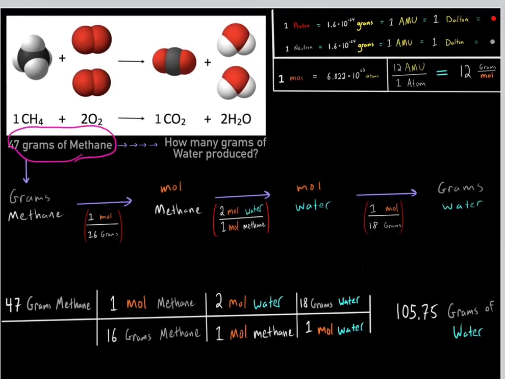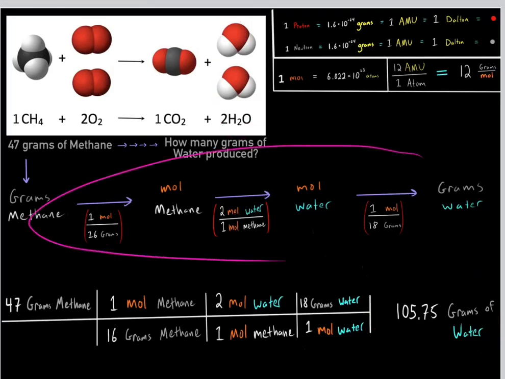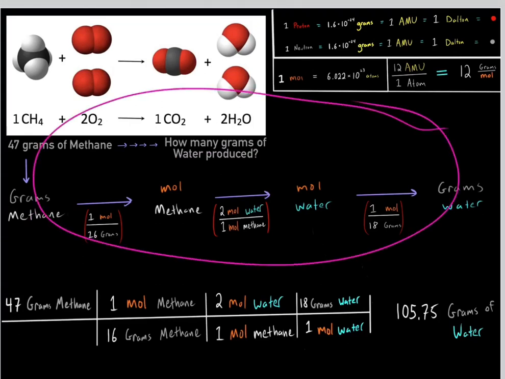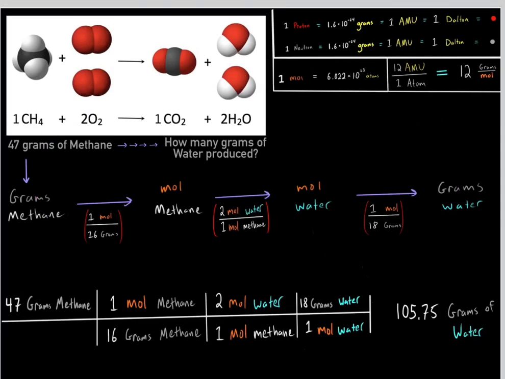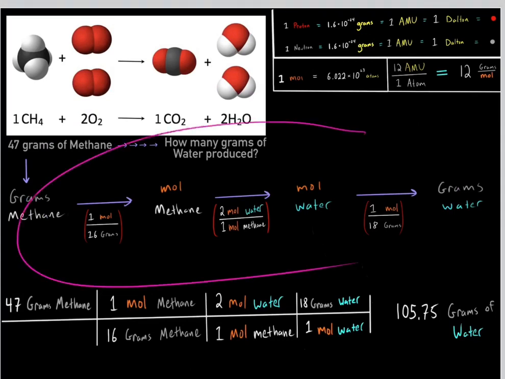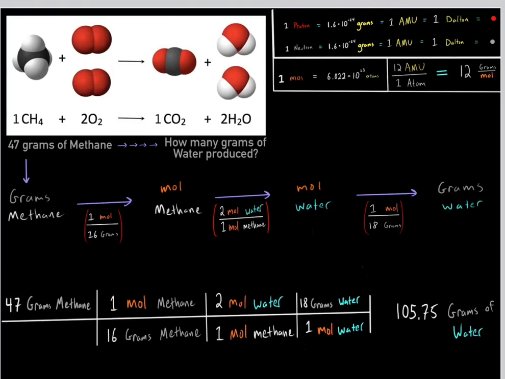So if you have 47 grams of methane and it were to react with an unlimited amount of oxygen, you would produce 105.75 grams of water. So this is another very common operation you'll see in chemistry. And in the link below, I'll go over lots of different examples. I really think just seeing a bunch of examples over and over again in a very repetitive manner will really help illustrate and help memorize what's going on.